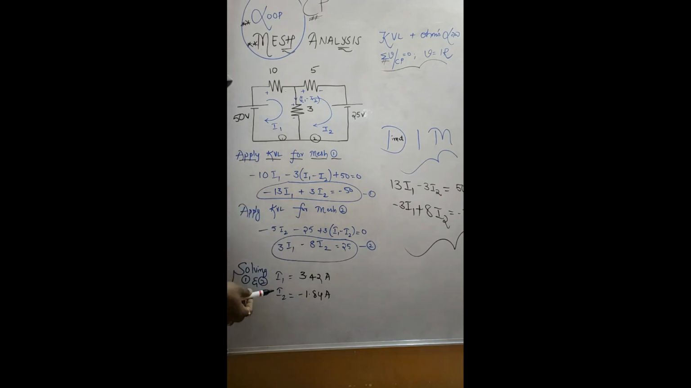If you get any negative value, it means the direction of the current is opposite. That's the only matter. Don't bother about the final values, whether you get negative or positive. But remember, if you get negative, that may be the opposite direction. That's the only matter.